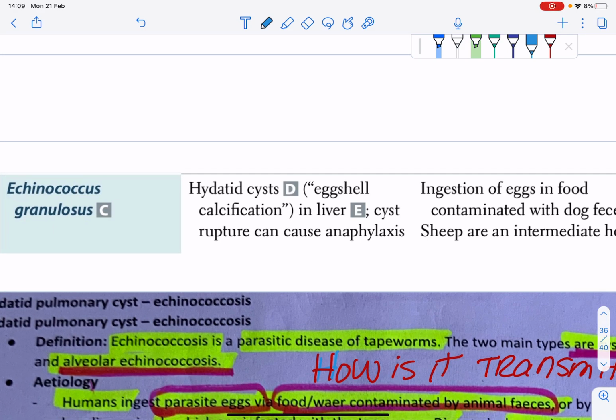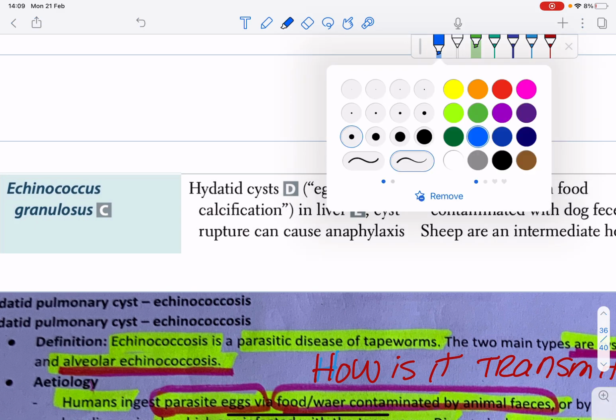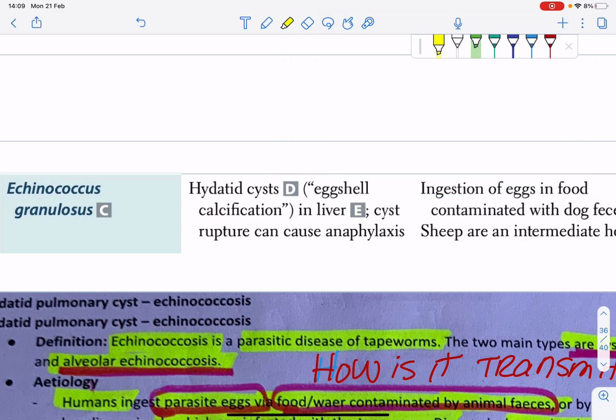Echinococcus granulosus. These are hydatid cysts. So how do these present? They tend to affect the liver and the lungs. The hydatid cyst is due to this parasite, Echinococcus granulosus.